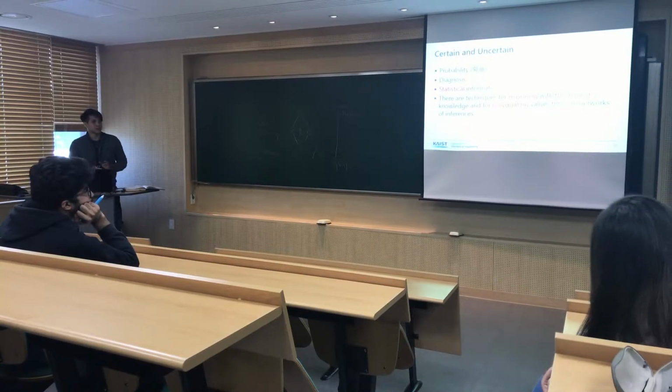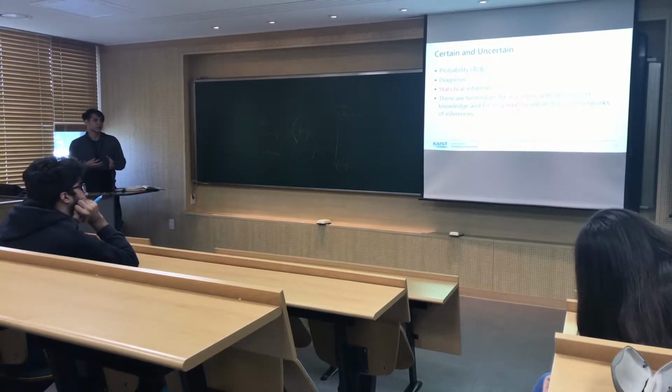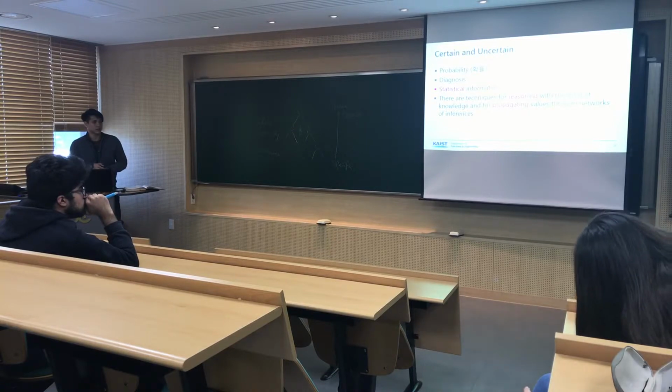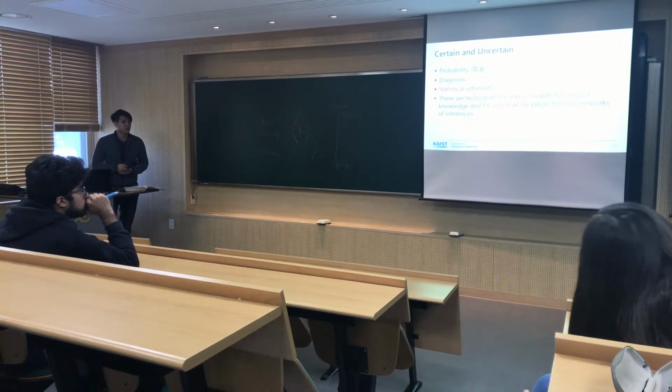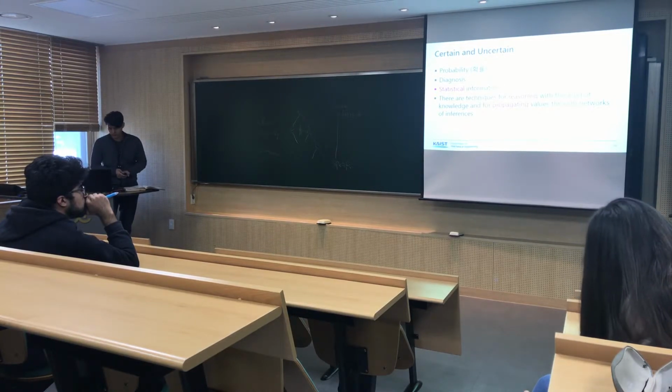And certain and uncertain is a bit further into this problem of the deterministic and non-deterministic, and talks about the probability. Therefore, there also needs to be diagnostic. And the difference between the deterministic and non-deterministic is the additional statistical information. And there are techniques for reasoning with this kind of knowledge and propagating values through networks of inferences.